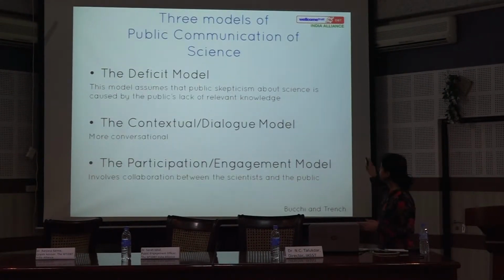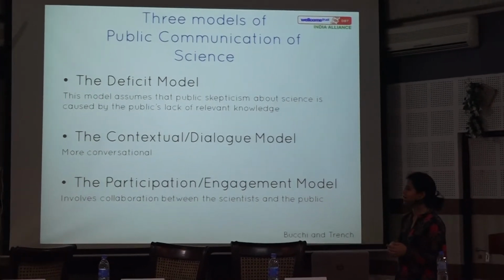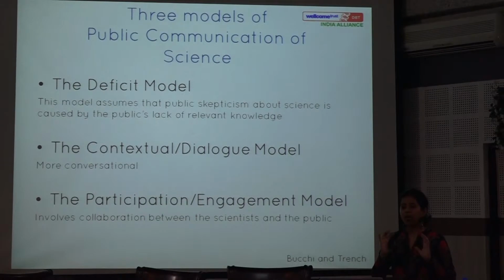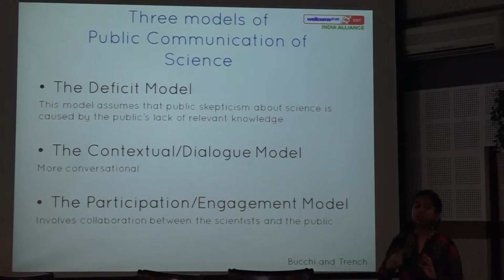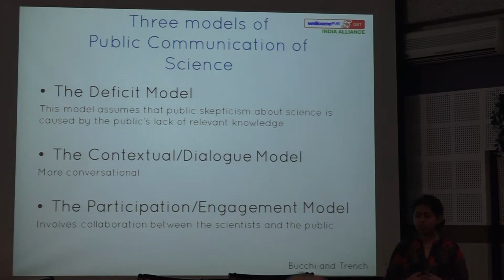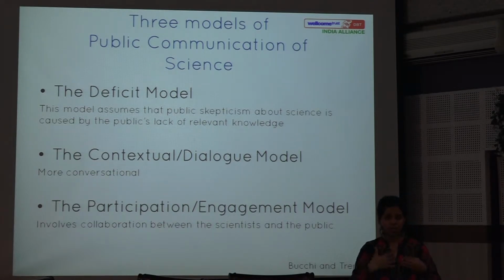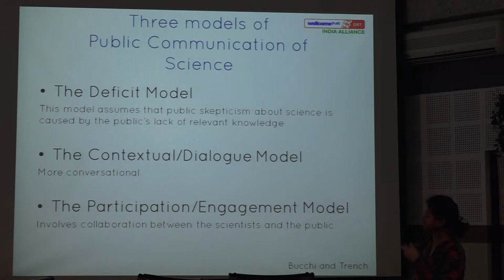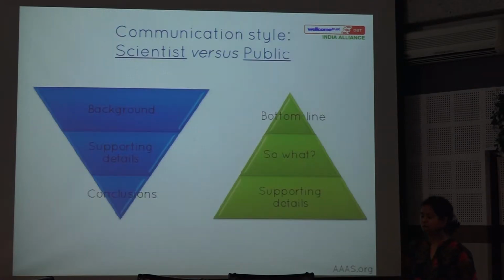So these are three, I'm just going to quickly go over this. These are three models of public communication of science. The deficit model assumes that the skepticism about science is caused by the public's lack of relevant knowledge. The contextual dialogue model is more conversational. Like you said, a lot of science issues can be local, and therefore when you're talking to the communities, you need to have the right context. Then the participation engagement model is when you actually make the public part of your research. They're equal partners with you. So these are three models of public communication of science.